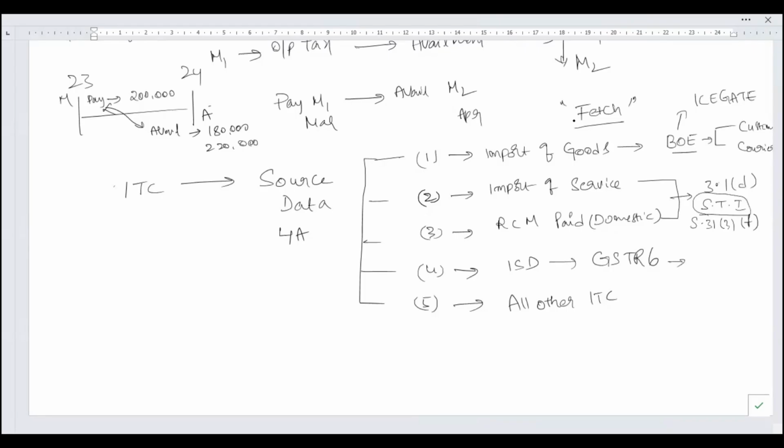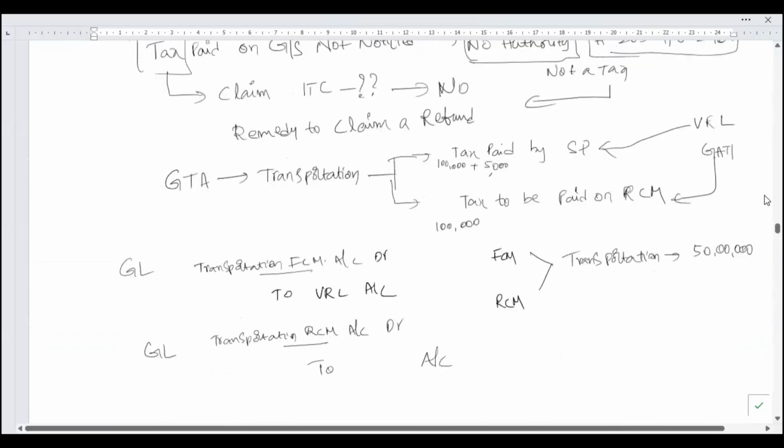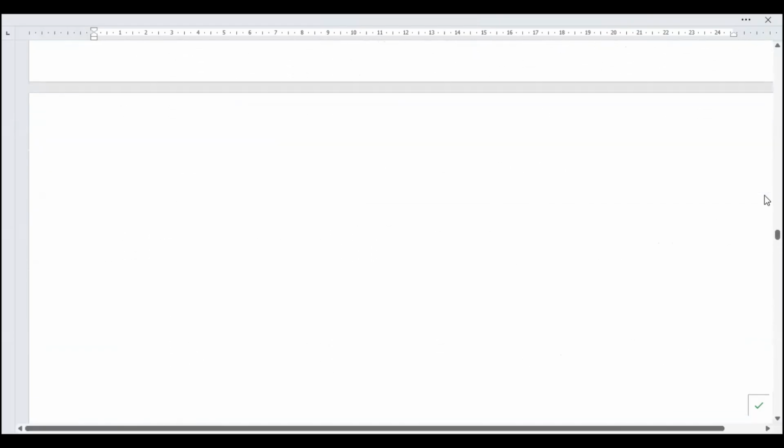For ISD, I have an ISD tax invoice. All other ITC, it could be a tax invoice or it could be a debit note on the basis of which I claim my input tax credit. This is my table number 4A. Now, this ITC, what is generated? 4A is my ITC made available.